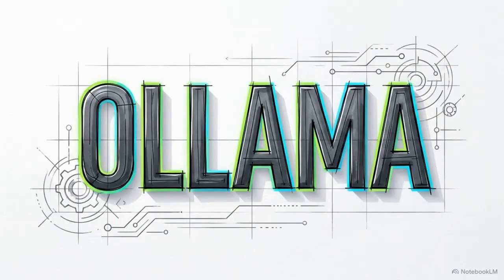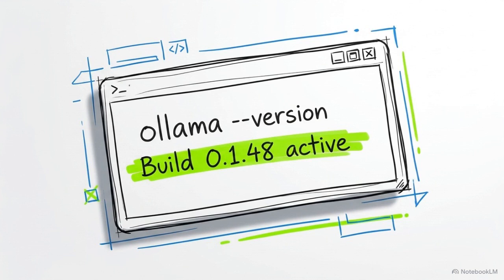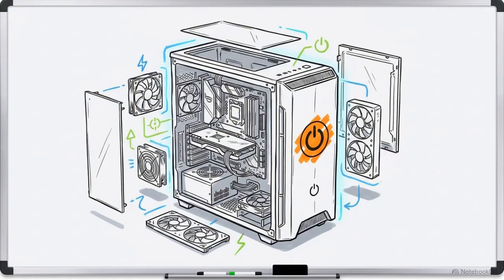Step 1 is installing the engine that runs our models. Open your browser, navigate to ollama.com, download the standard installer for your operating system, and run it. To verify the installation, open your terminal, type ollama --version, and press Enter. You should see a version number return on the screen. If you receive a command not found error, close your terminal completely and reopen it. In rare cases, you may need to restart your computer to ensure the system environment variables update correctly.